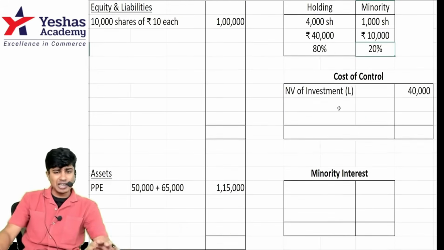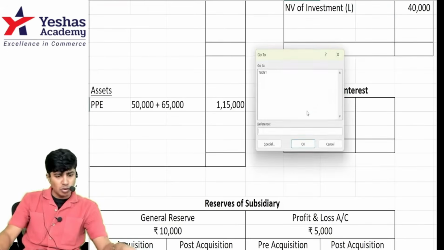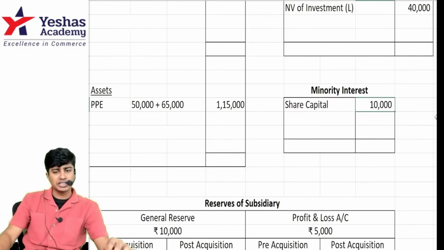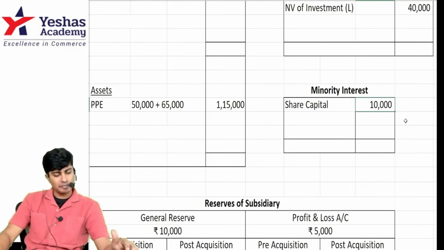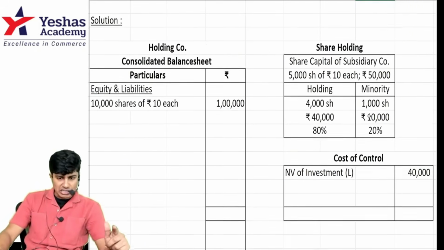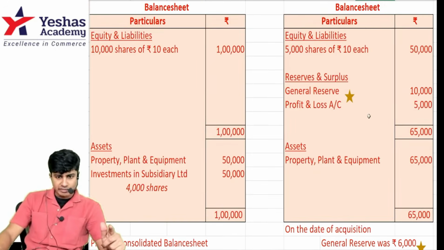Got this? So I'll keep one table open for minority interest. Share capital 10,000. I'll write capital reserve, revenue reserve later. Is it okay? What's after this? After this, we'll go to the next item.